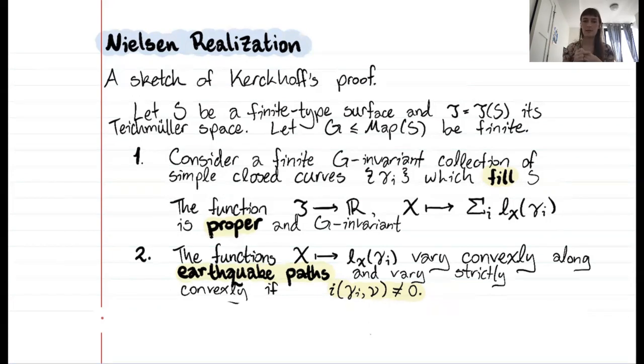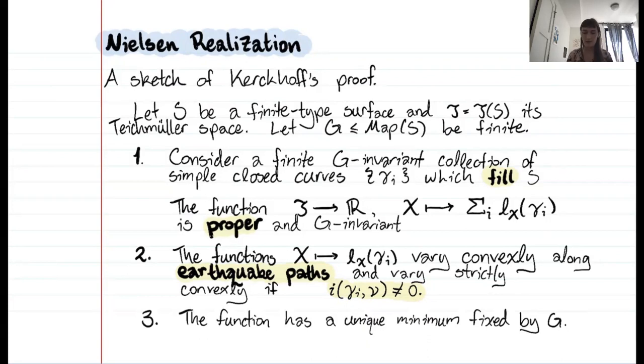That would be an example of an earthquake path. And then maybe just sort of take limits of this. That's sort of the wishy-washy idea. And the functions vary strictly convexly if the intersection of your curve with the lamination, so I'm writing nu for my lamination, is non-zero. Then the length function varies strictly convexly along the path. So this implies that the function has a unique minimum.